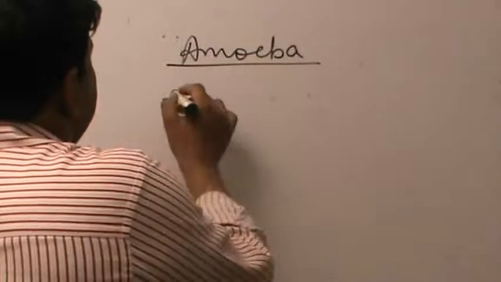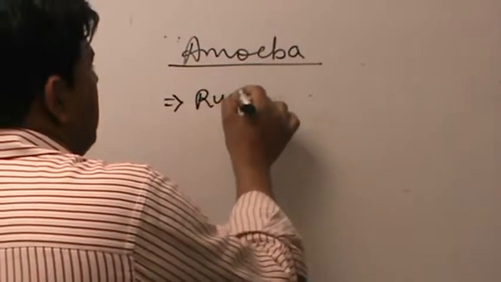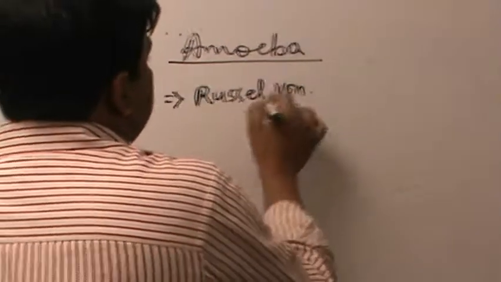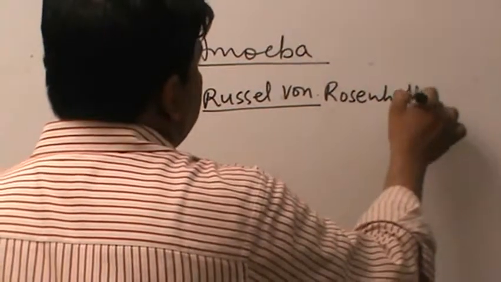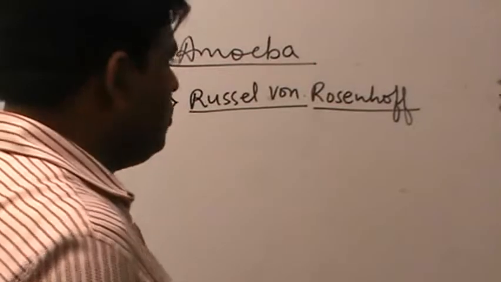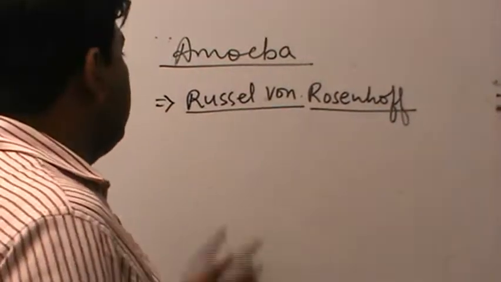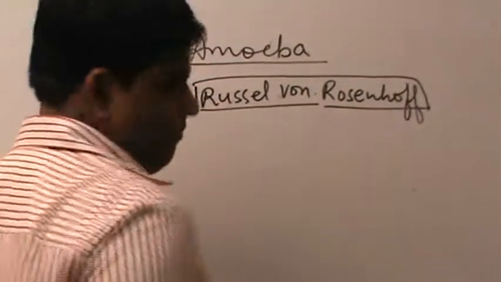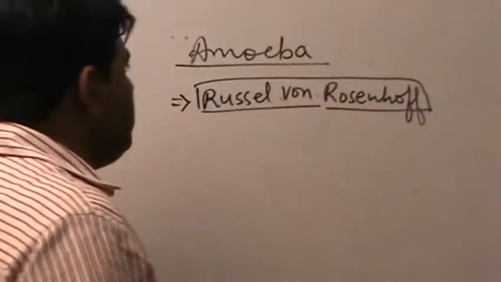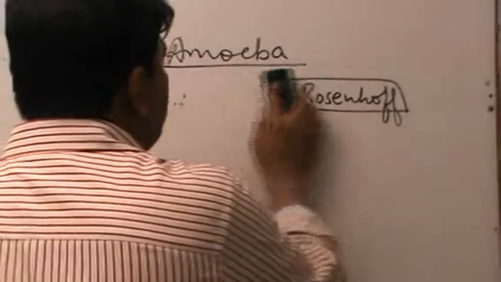Now this amoeba was basically discovered by Rösel von Rosenhof, who named it after a Greek god, Proteus, that is amoeba.